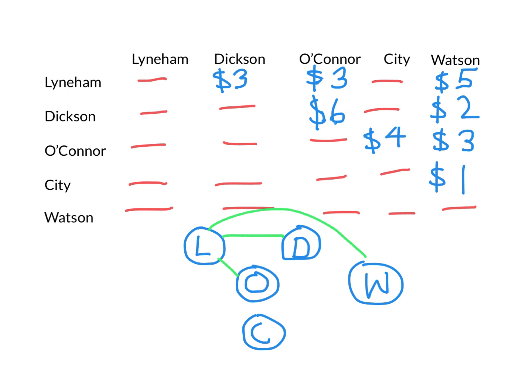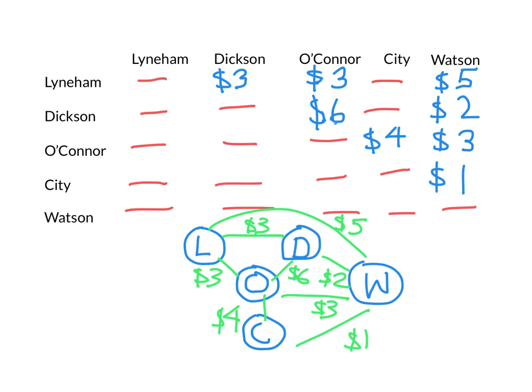So let's put on the amounts. Lyneham to Dixon and Lyneham to O'Connor are $3 each. Lyneham to Watson is $5. Now let's look at Dixon. Dixon connects to O'Connor, and that was $6. And of course Dixon connects to Watson for $2. Now we look at O'Connor. O'Connor also connects to the city for $4 and $3 to Watson. And now we connect Watson to the city for $1.